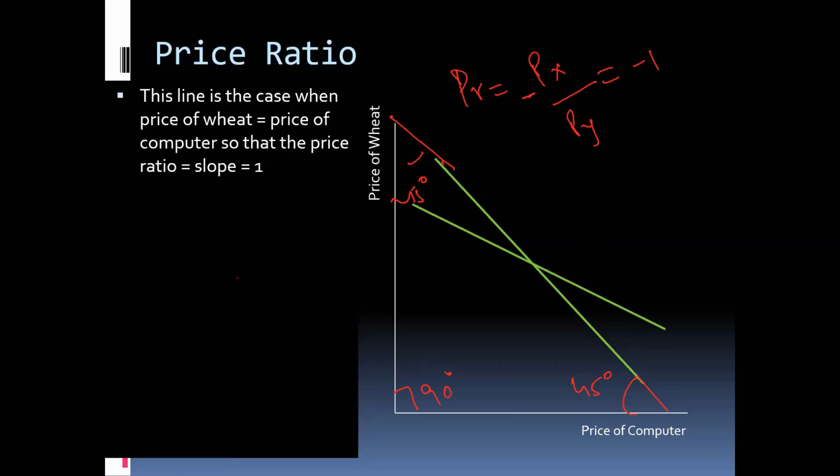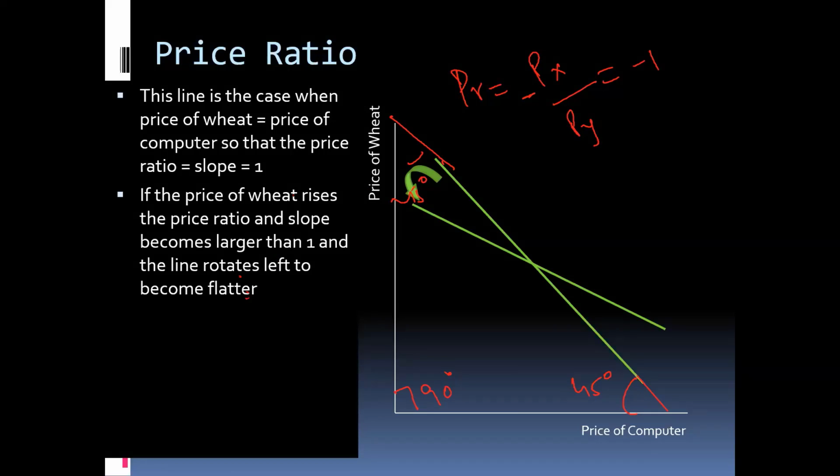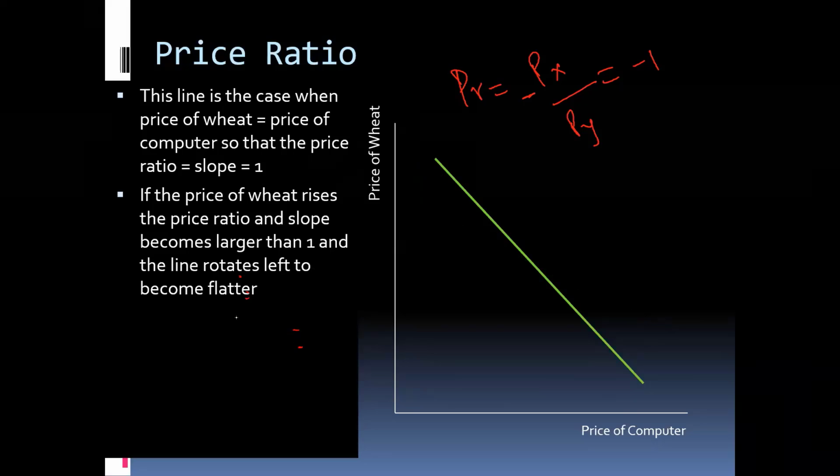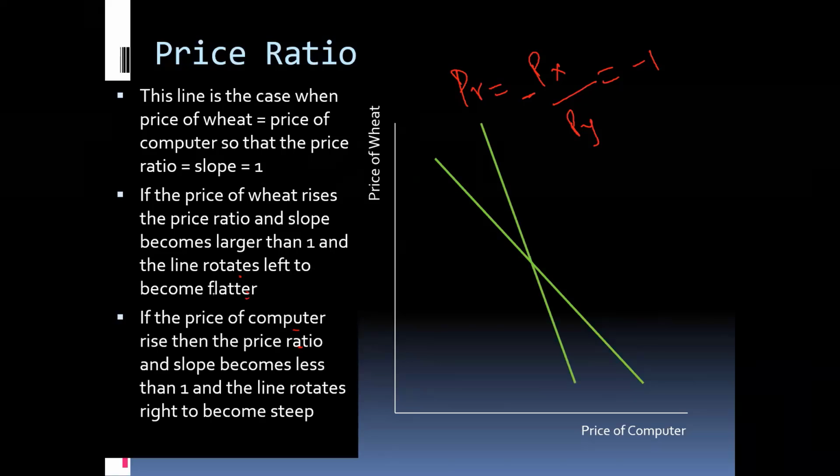Okay, next. If the price of wheat rises, so if wheat is expensive, what will happen? Let me clear this point. The curve will rotate towards the wheat. So if the price of wheat rises, the price ratio and the slope becomes larger than one and it rotates left to become flatter. So if wheat is expensive, the curve will become flat as compared to 45 degrees. And if a computer is expensive, then it will go steep.